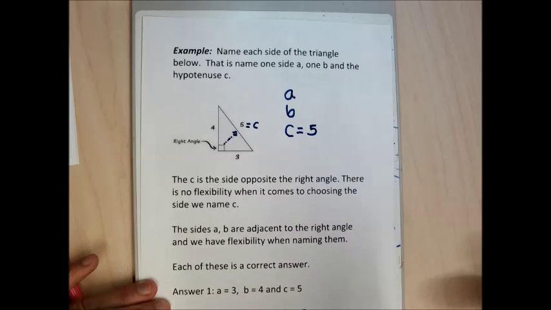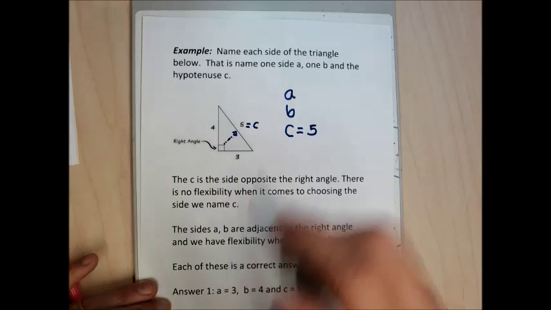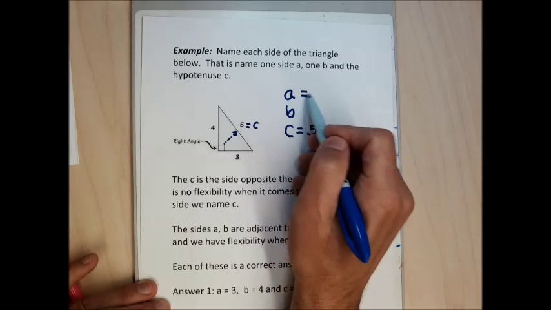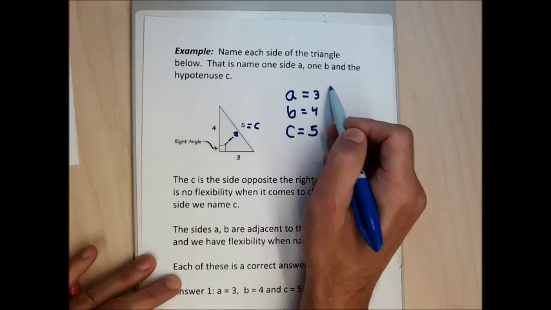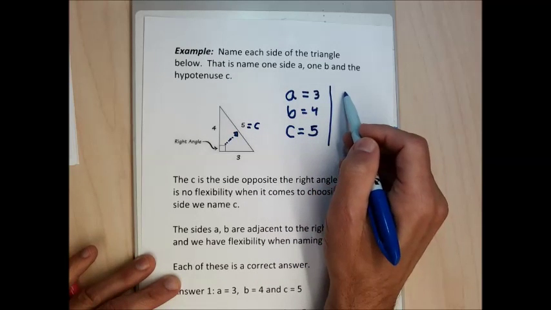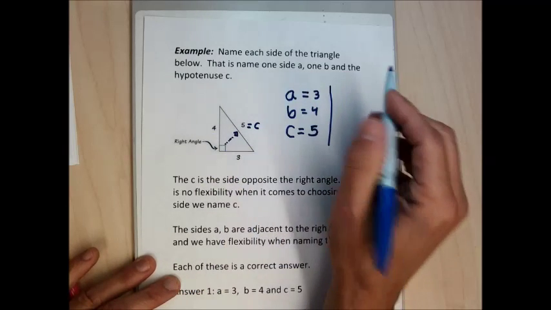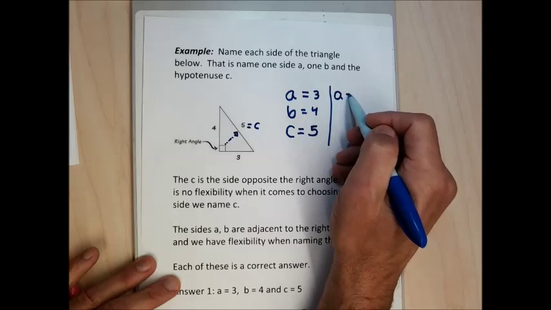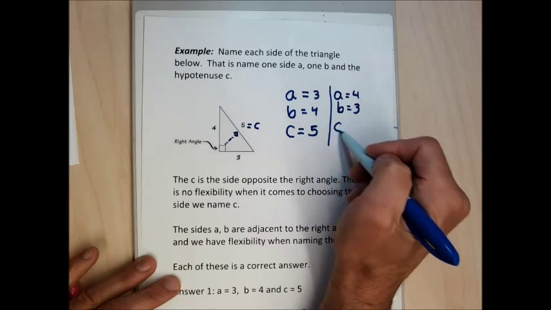And it would be nice if this triangle had units on it, like 5 inches or 5 centimeters, but it doesn't. So I'm just going to say the C is equal to 5. And then the 3 and the 4 are interchangeable for A and B. It would be completely fine to say A is equal to 3 and B is equal to 4. But it would be equivalently correct, if somebody asked you to name the sides of the triangle to set up for using the Pythagorean Theorem, if you said A is equal to 4, B is equal to 3, and C is equal to 5.